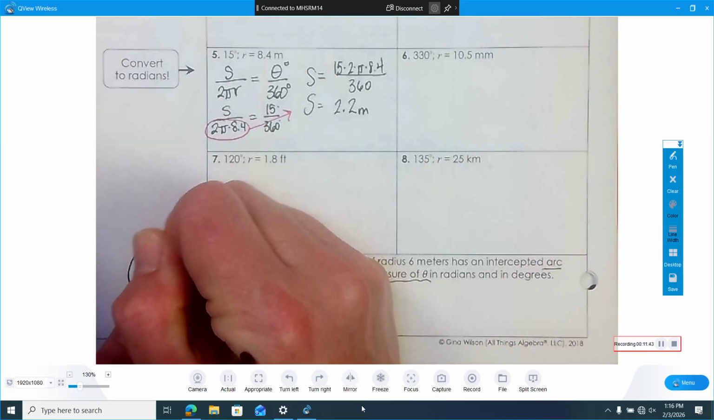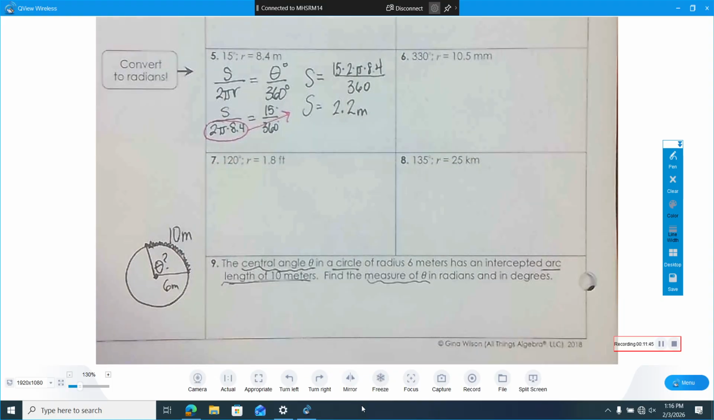So we're trying to figure out, hey, what is that central angle? Is it 3 degrees? Is it 100 degrees? What is it? In radians and degrees.